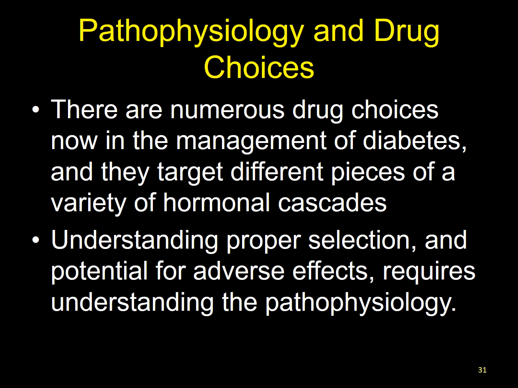All right. There are numerous drug choices now in the management of diabetes, and they target different pieces of any variety of these hormonal cascades. Understanding proper selection requires understanding the patho, which is why we just talked about it for almost an hour. So all it really comes down to is, with type 1 diabetes, you have to replace the insulin. So that's easy. The patient doesn't have any. We give them insulin and that's it. And the primary safety issue is about hypoglycemia and teaching people how to safely use needles and to monitor themselves for hypoglycemia. From a pharmacology perspective, type 1 diabetes is much easier.